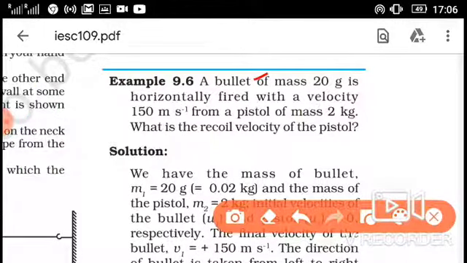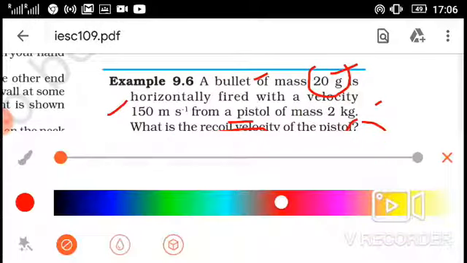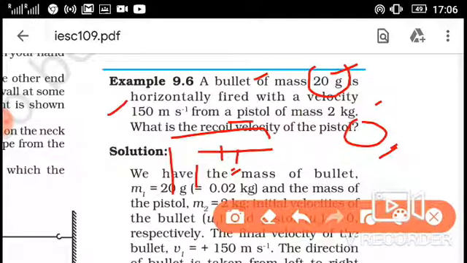a bullet of mass 20 gram is horizontally fired with a velocity of 150 meter per second from a pistol. Means from pistol, you just fire a bullet. The mass of bullet is 20 gram and the mass of pistol is 2 kg. Now you see here, mass of pistol is 2 kg and mass of bullet is 20 grams.